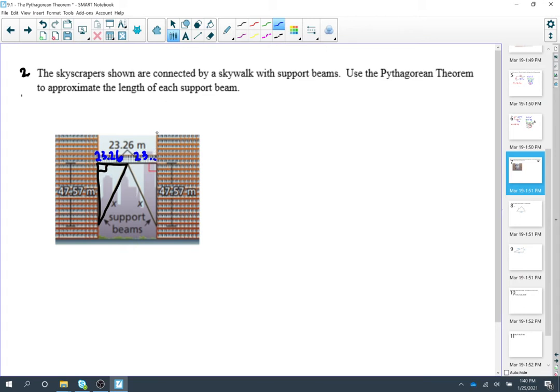If you interpreted it the other way, then what you would have to do is take the 23.26 and cut it in half. But let's go this direction, and we're trying to figure out the length of the support beam, which is x, and that happens to be the hypotenuse. So we're going to set up 47.57 squared plus 23.26 squared equals x squared.